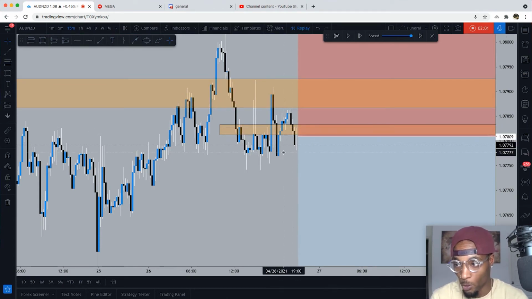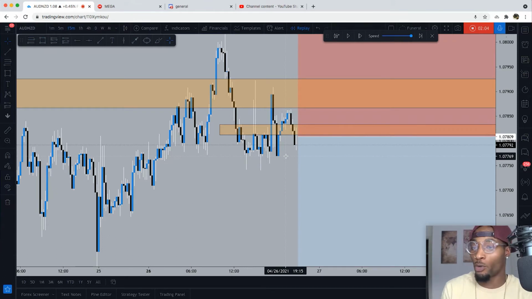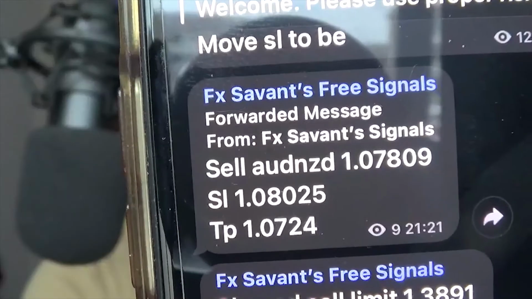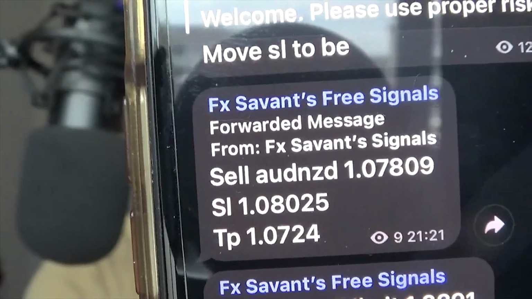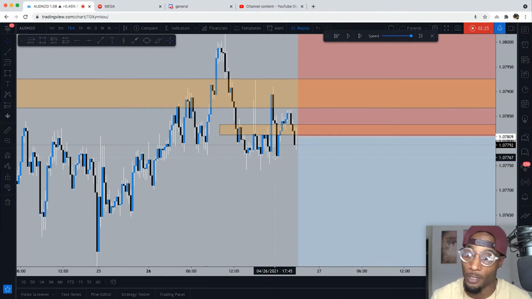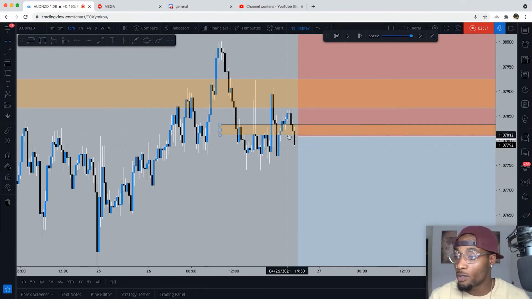One candle a little late, but you know what's coming. We got to show the proof. Here it is. It was sent to not only sell AUD NZD at 1.0789. Can't see it backwards, can't read. But it was at 9:21 p.m.